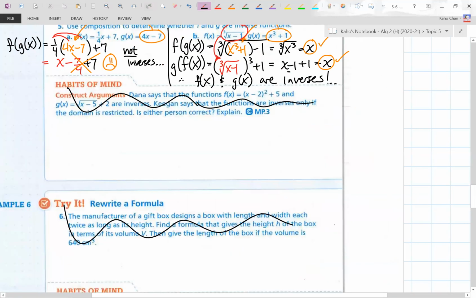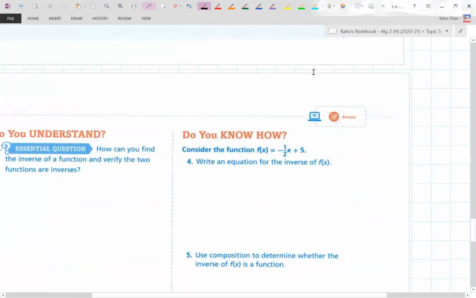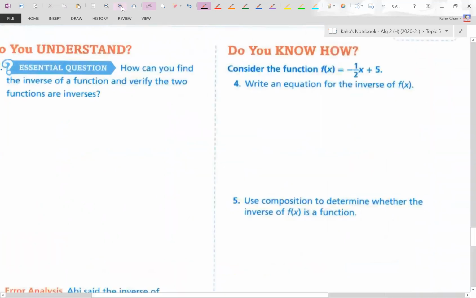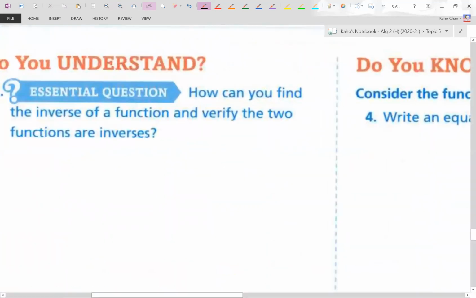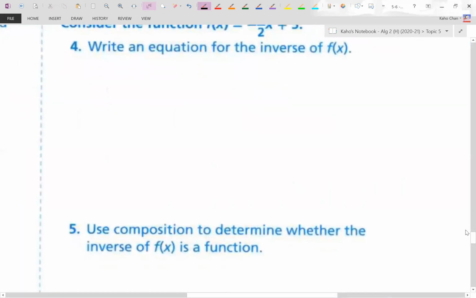I think we're ready for the last page. All right, here we go. Last page. Let's find the inverse for number 4. Let's do that. Very zoomed in.